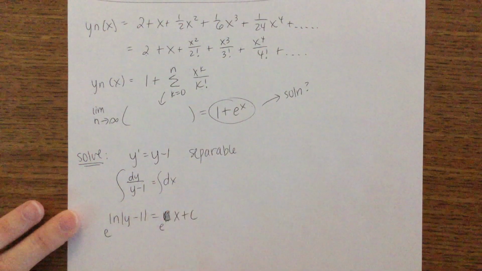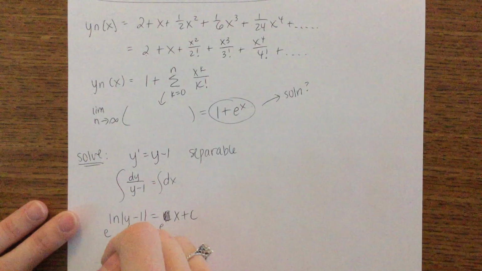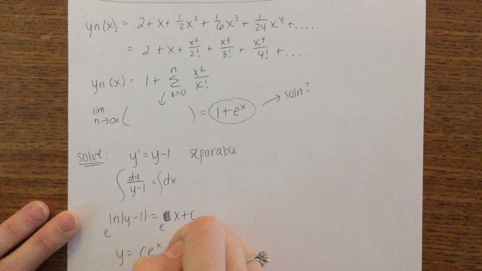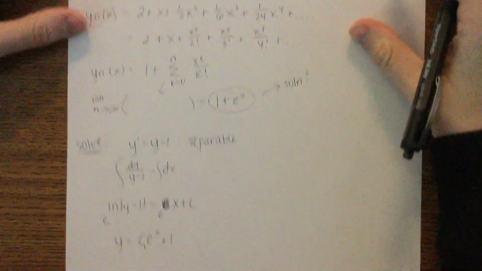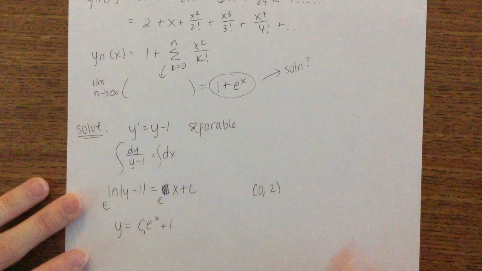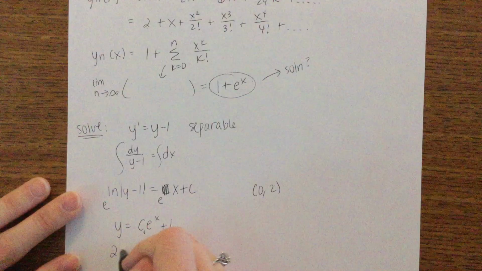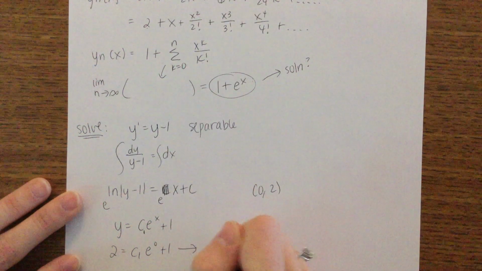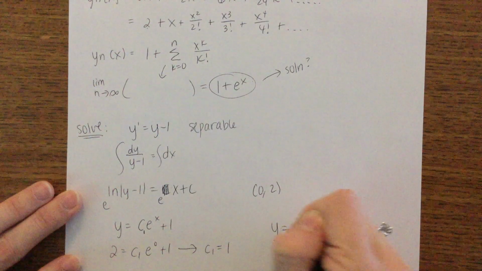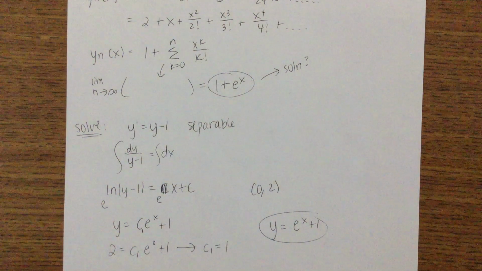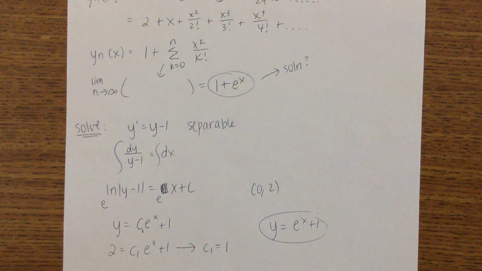If I raise both sides to e, I'm going to end up with y equals c e to the x plus 1. This is really c1. We were also given the initial condition of 0, 2. So we get 2 equals c1 e to the 0 plus 1, which tells us that c1 is 1. So we get y equals e to the x plus 1. So using both Picard's method and solving, we still get the same solution.